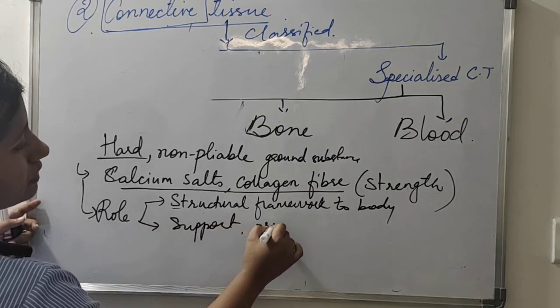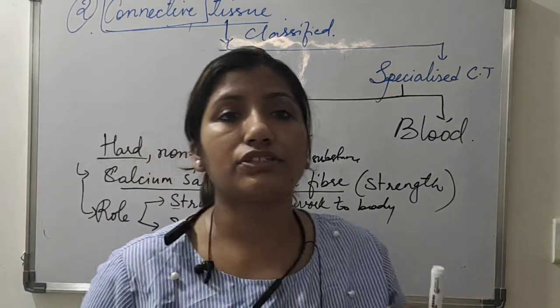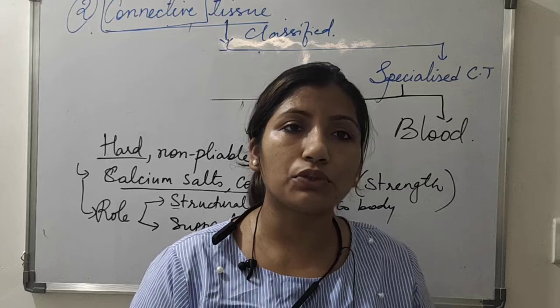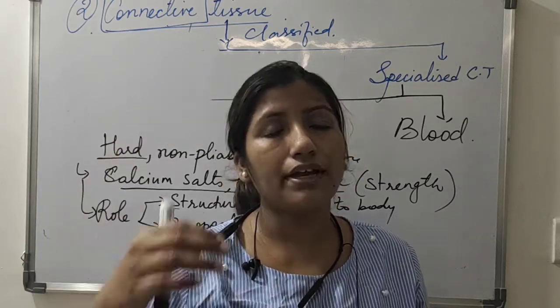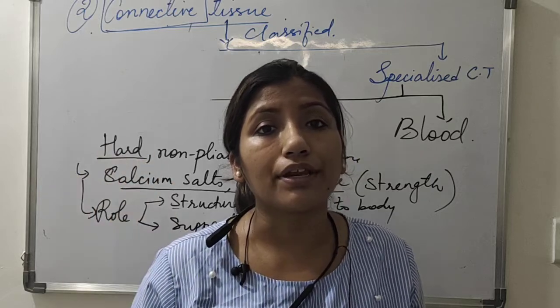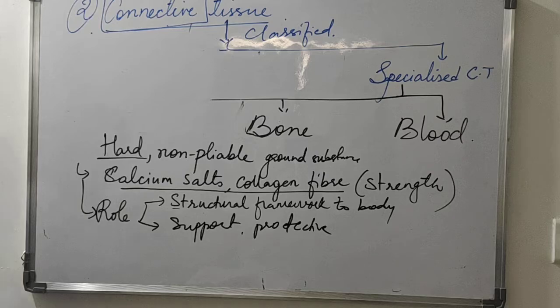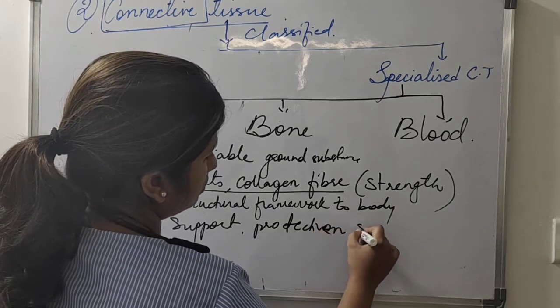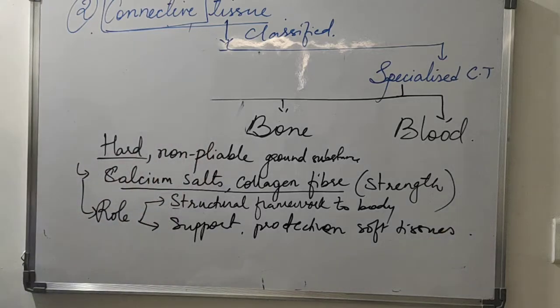How? Protection. So the rib cage is providing protection to the heart, lungs and internal organs, right? And the skull is providing protection to our brain. So bones also provide protection to our softer tissue.